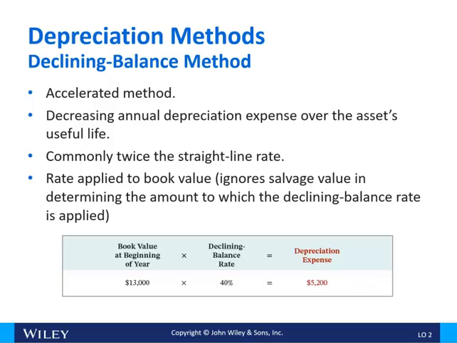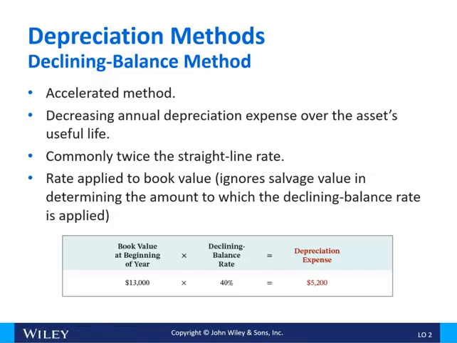The rate is applied to the book value, which is different because we're ignoring the salvage value in determining the amount to calculate the rate and to calculate the depreciation expense each year. So if we think about the 5-year life, we said it was a 20% rate. If we double that, it's 40% rate. So our declining balance rate will be 40%.